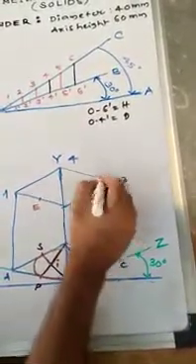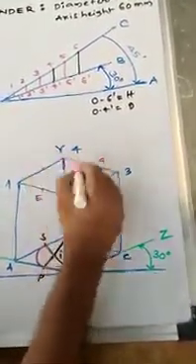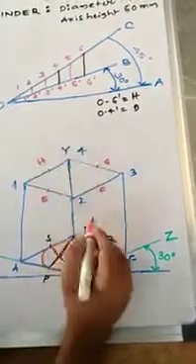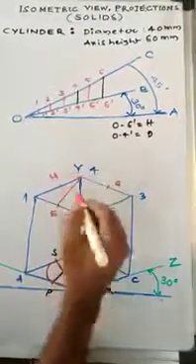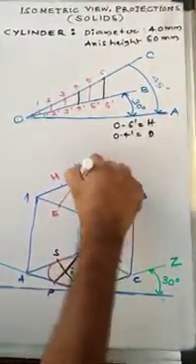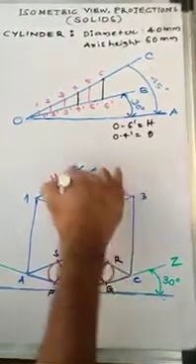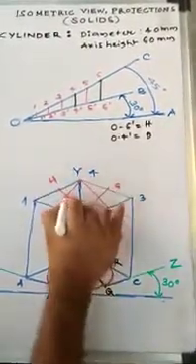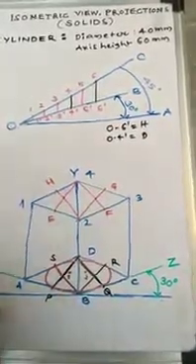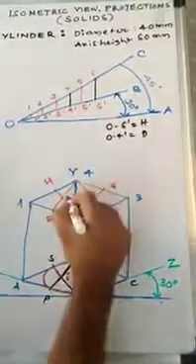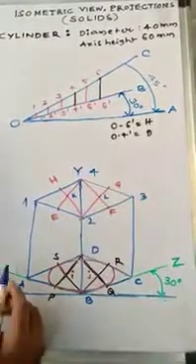2 to 3 F, 3 to 4 Z, for 4 to 1 H. Now join E4 and 4F, 2Z, H2. The concern points. This is going to be the K point. This is the L point.